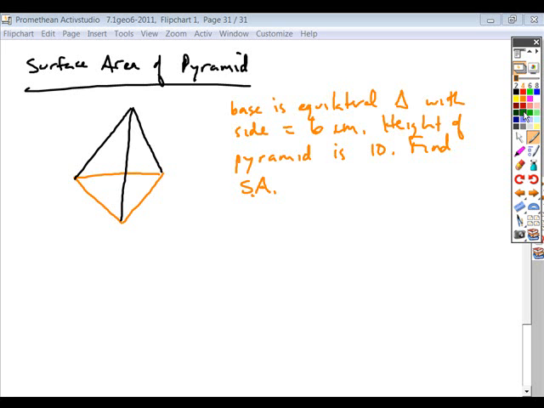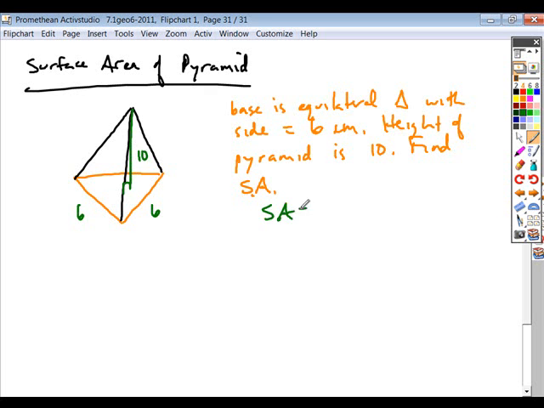Anytime I give you a pyramid, your base is either going to be a regular polygon or a rectangle. The reason for that is those are the only ones that have the specific information that you'll be using to set this up. Okay, if we label what we have here, this equilateral triangle has sides of 6. The height of the pyramid itself is 10. And so when you're looking at this, we should be able to find the area of our base.